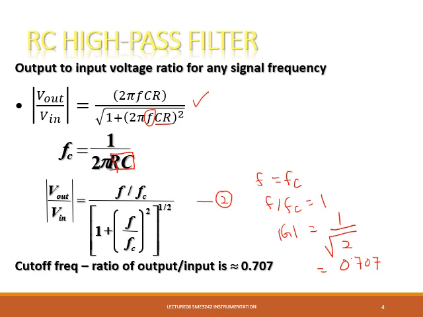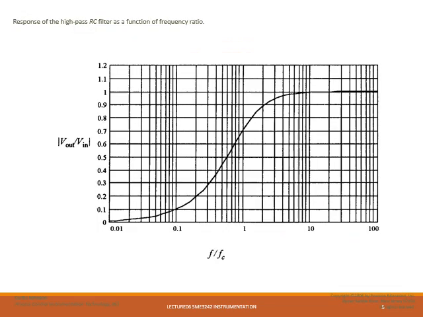0.707. So at a frequency equivalent to the cutoff frequency, the signal will be attenuated or blocked by around 30%. Only 70.7% will be allowed to pass through the filter.